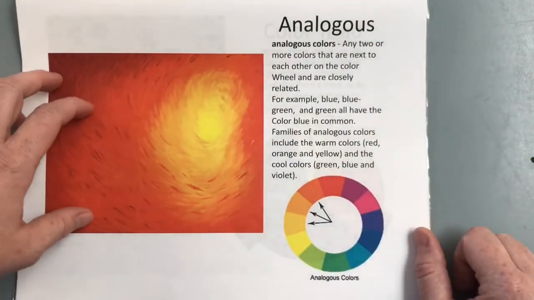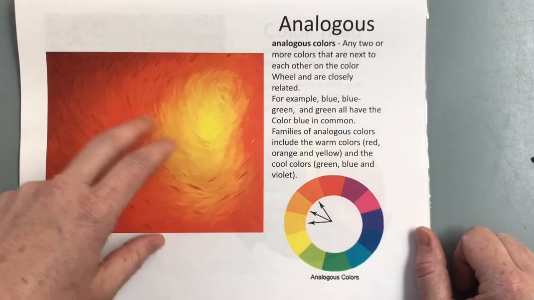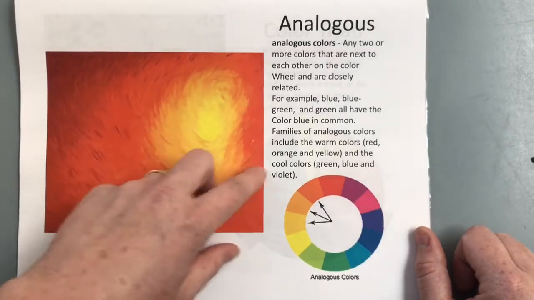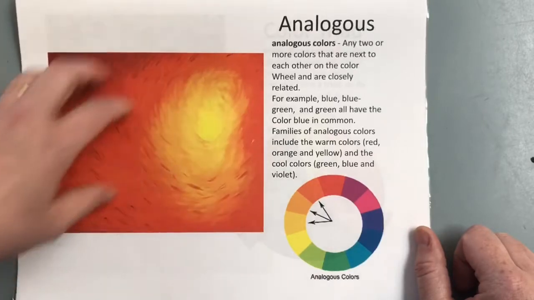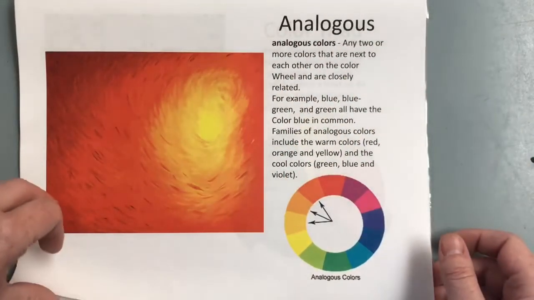So here's an artwork with analogous color scheme. So you've got yellow, yellow-orange, orange, and red-orange. And they're all very similar colors to each other. So that is what we call an analogous color scheme.